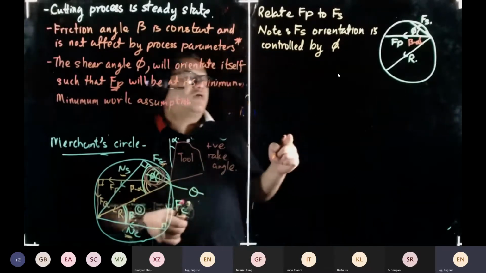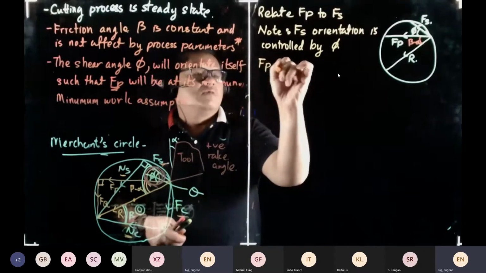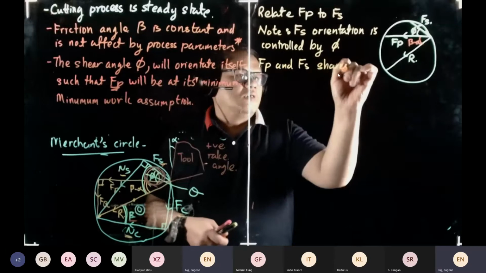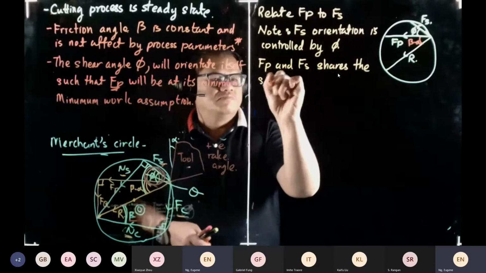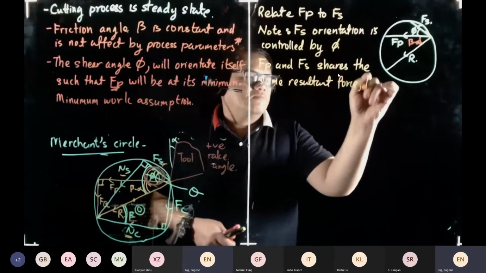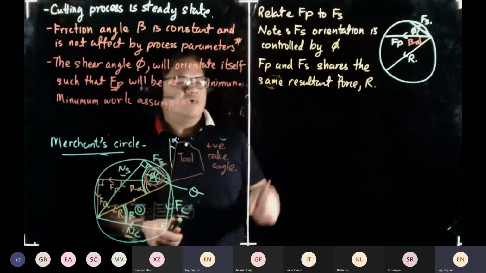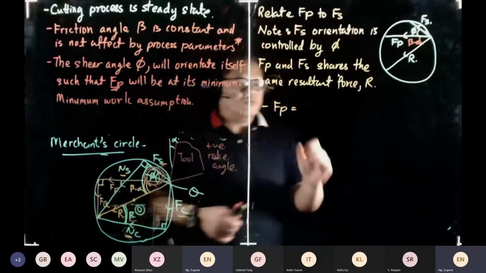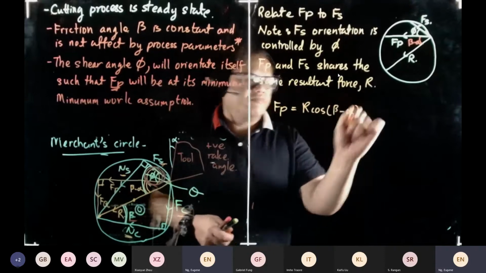So what is the common thing between Fp and Fs is the resultant. Fp and Fs share the same resultant force. So we're going to write an expression of Fp as a function of R. We know that Fp is equal to R cos beta minus alpha. This is what we know.